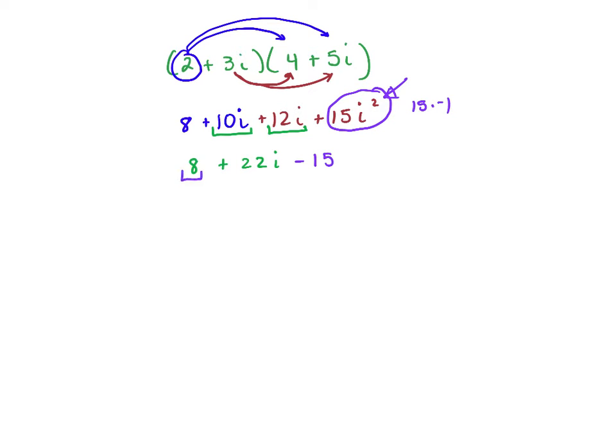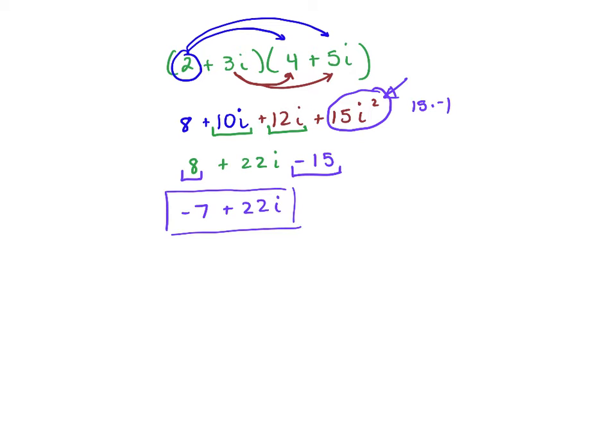And that gives us another pair of like terms. 8 and negative 15 are both constants, just numbers. 8 minus 15, that's negative 7. Then our imaginary part, 22i. We have this nice complex number, all simplified, and we are done.